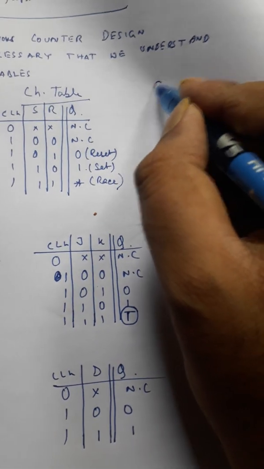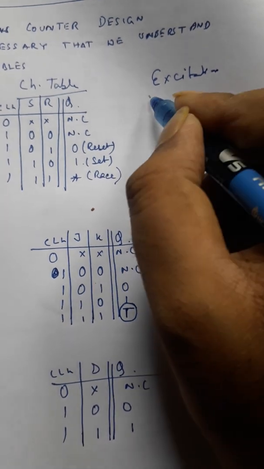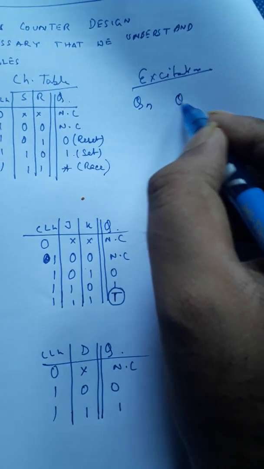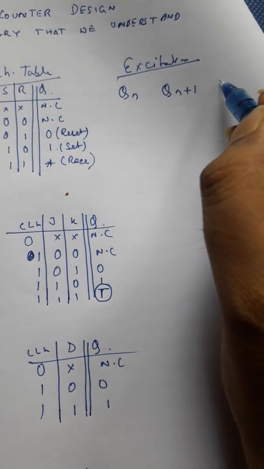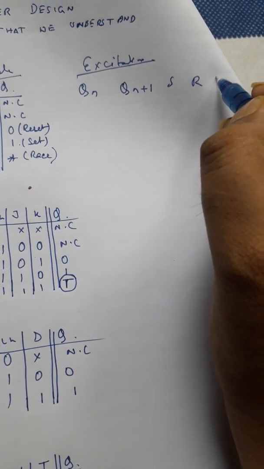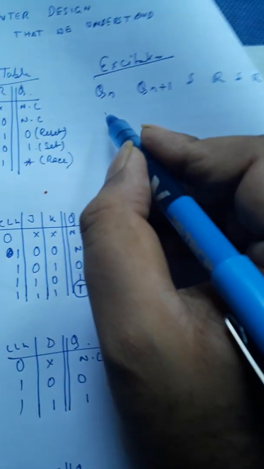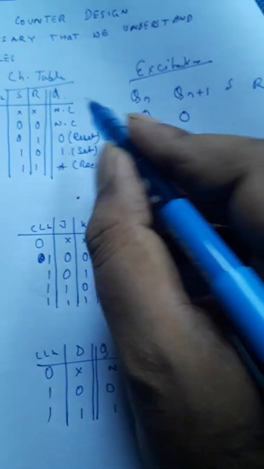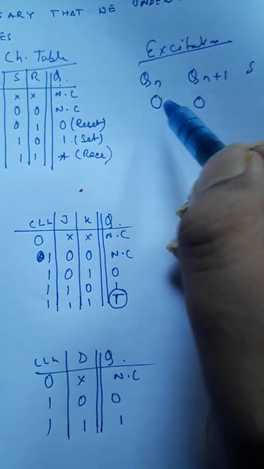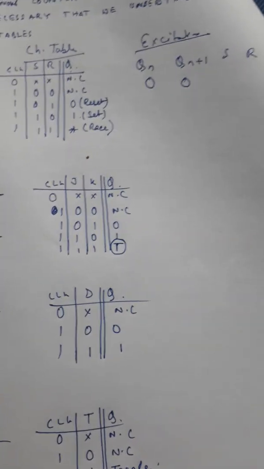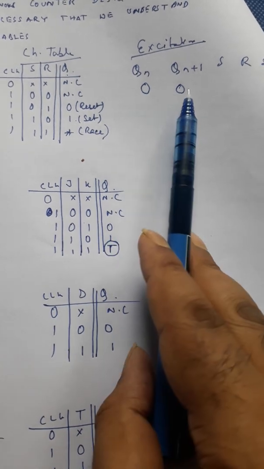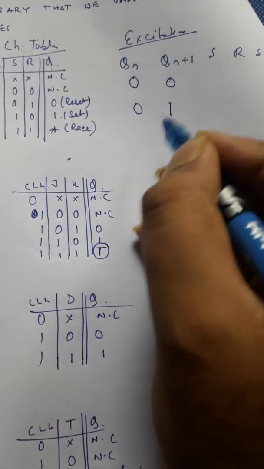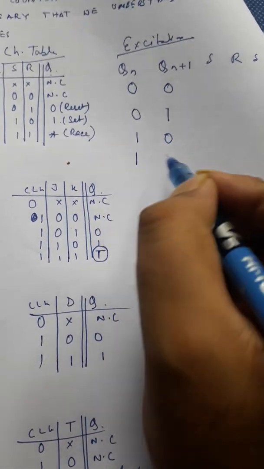Okay, so let us write the excitation table. In the excitation table, we shall be having Qn, Qn plus 1, S and R, and the conclusion for S and R, right? Now four conditions are possible. Q is the output, right? So the output changes from 0 to 0. This condition is possible. Output changing from 0 to 0, and then 0 to 1, and then 1 to 0, and then 1 to 1.